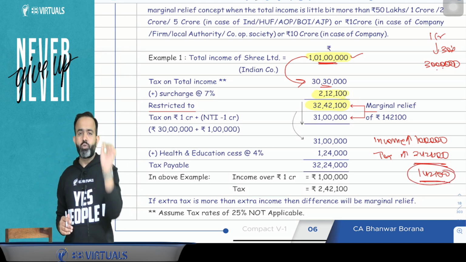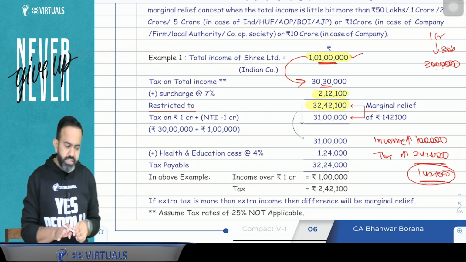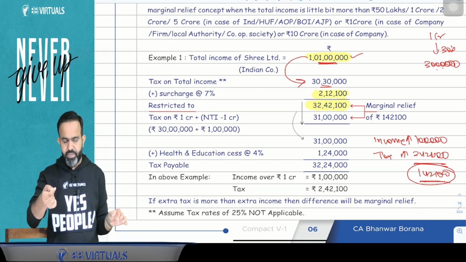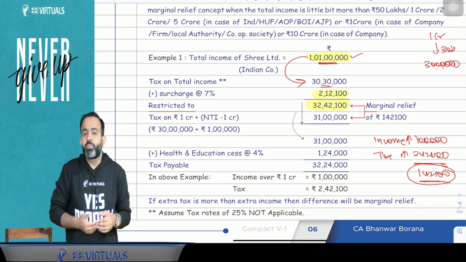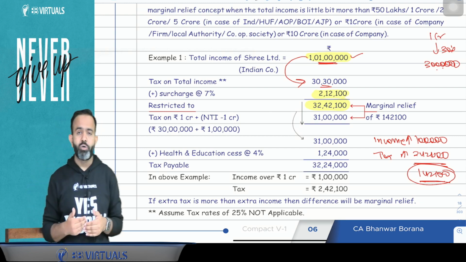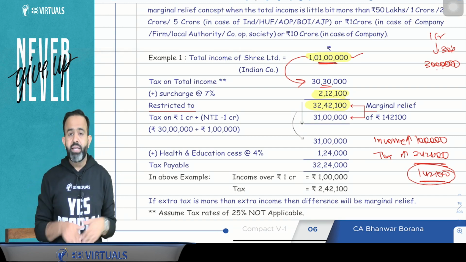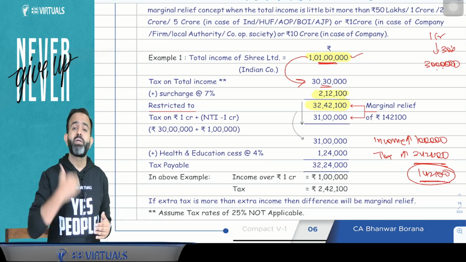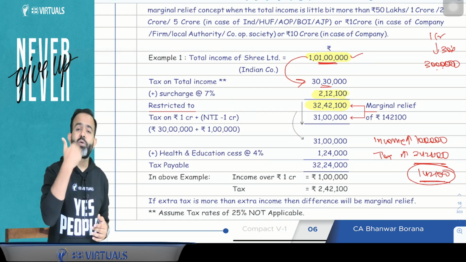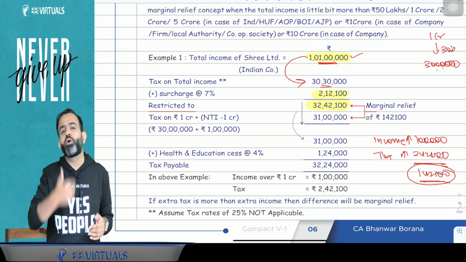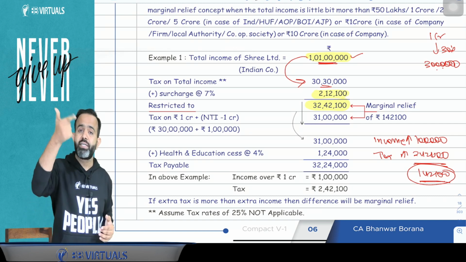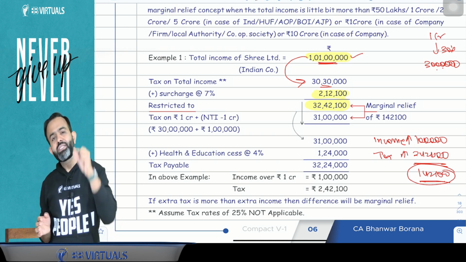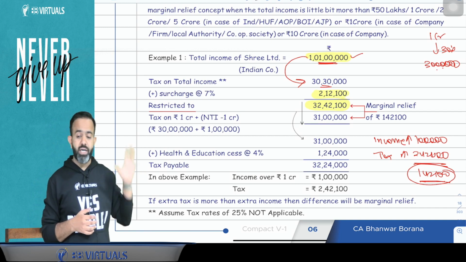Now guys, what you have to do in your examination? So in examination, marginal relief is applicable wherever surcharge is applicable. It means in case of companies, suppose your income is little bit more than 1 crore or little bit more than 10 crore. In case of individual, HUF, AOP, BOI, artificial juridical person, your income is little bit more than 50 lakh, or little bit more than 1 crore, 2 crore and 5 crore, because on 1 crore, 2 crore and 5 crore, your surcharge rate is going to change. In case of partnership firm, LLP and local authority, if your income is little bit more than 1 crore, then you have to check the marginal relief.